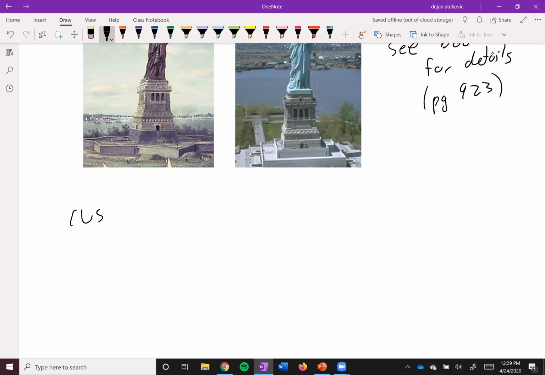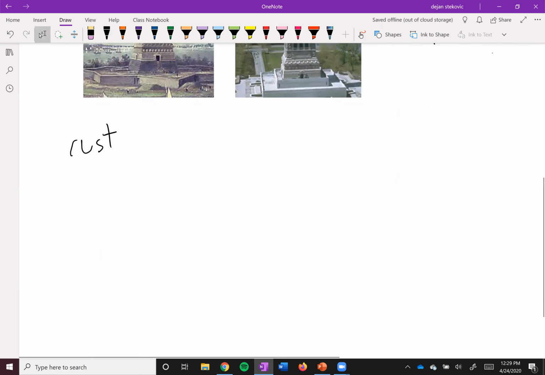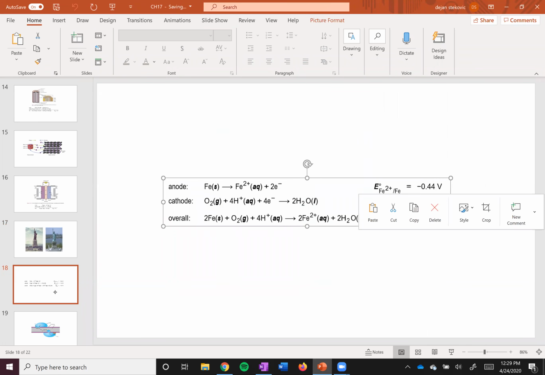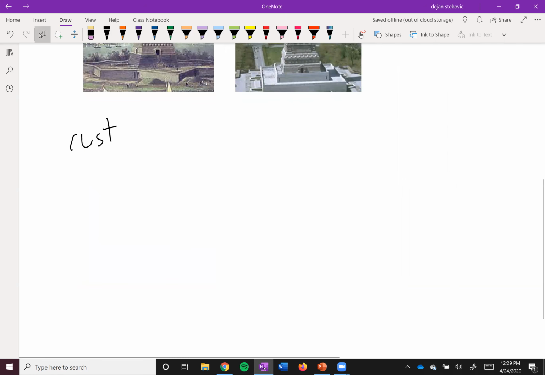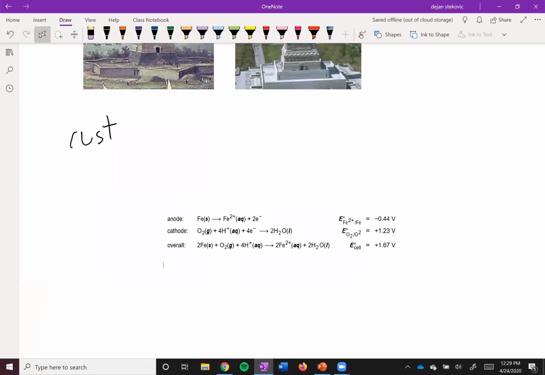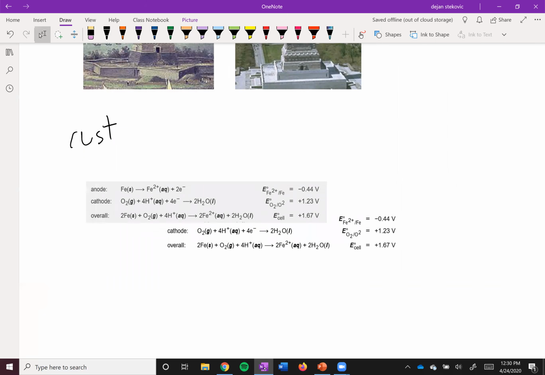Probably the most popular example of corrosion is rust, right? If you let iron just sit out there, it will rust and then become useless, because iron oxide does not have as good of properties as regular iron.